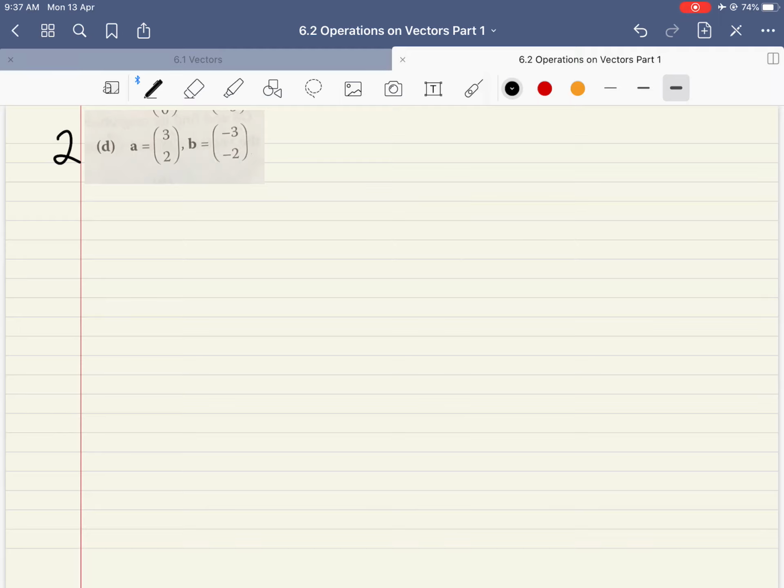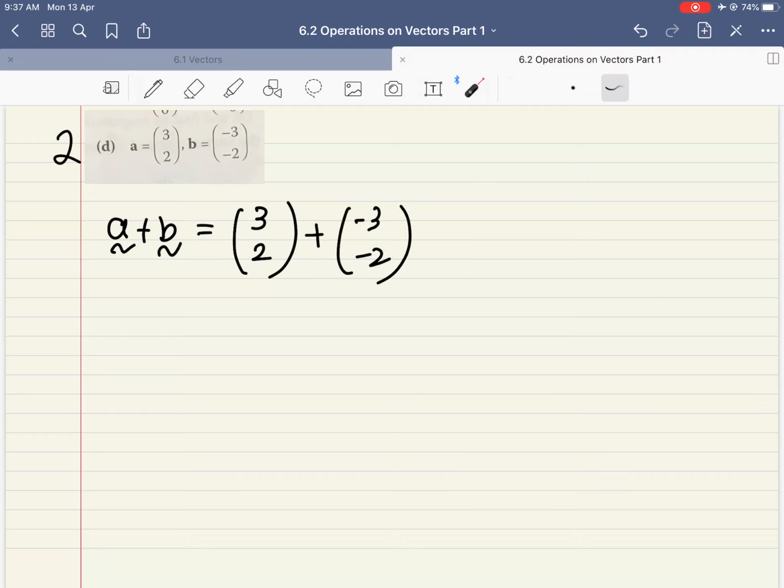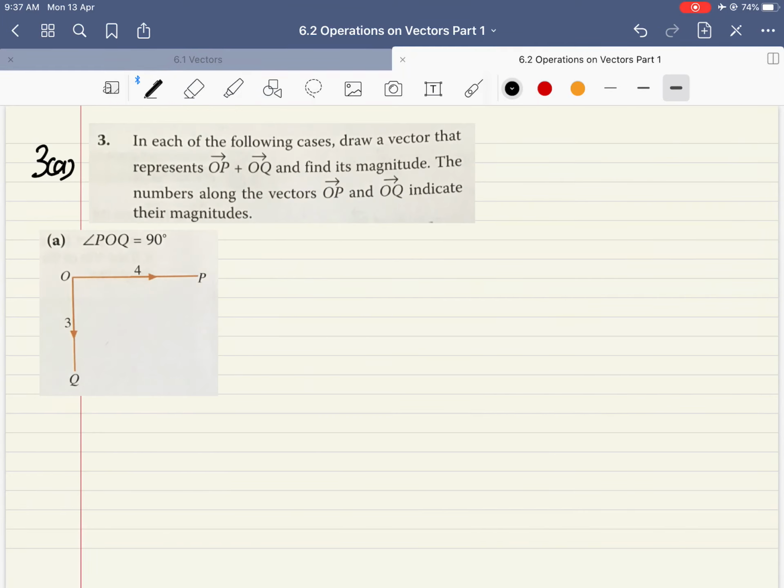Moving on to 2D. Similarly, 2D is asking us to add vector A to vector B. So what I have here is 3 and 2 plus negative 3 and negative 2. 3 and negative 3 gives you 0. 2 plus negative 2 also gives you 0. Hence, in this case, the resultant vector is 0 and 0.